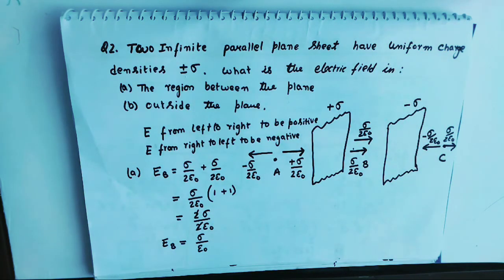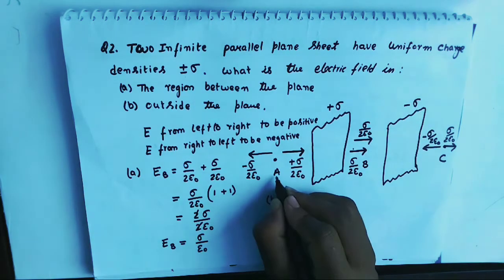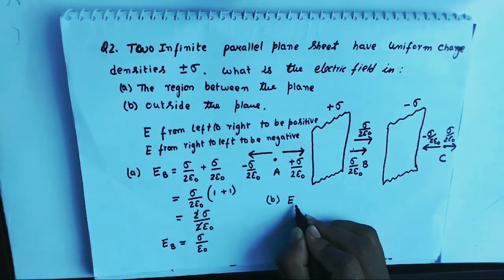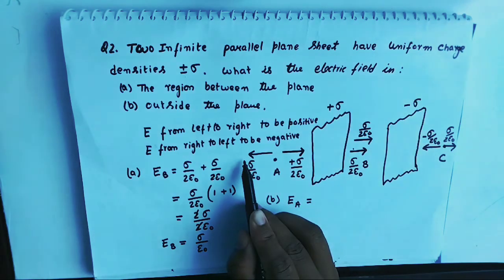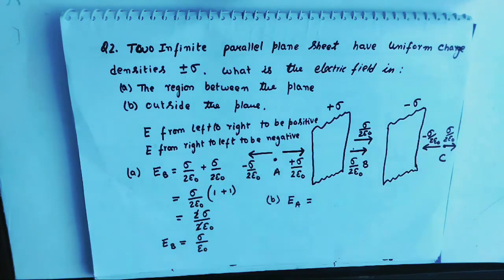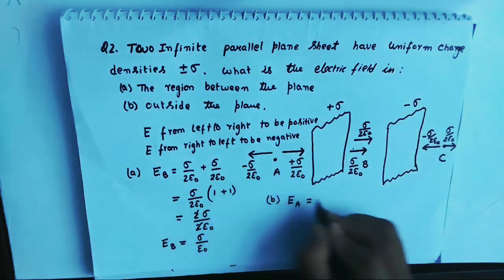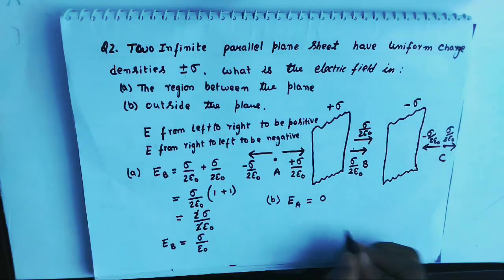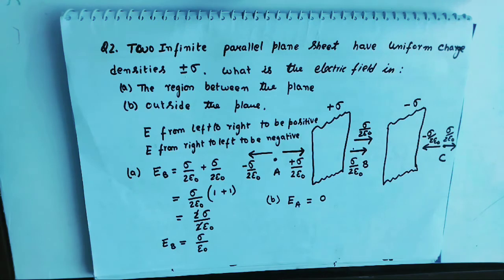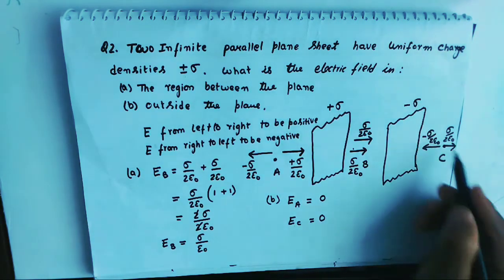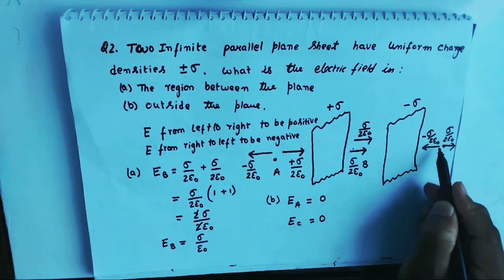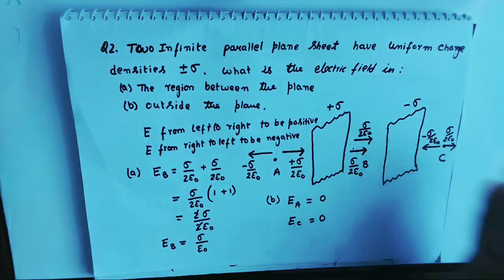And the second question is, we have to find the electric field in the region outside the planes, either EA or EC. So let us see what EA is. One is in this direction, the other is in this direction. They are equal in magnitude but opposite in direction. So if we add these, we will get 0. Similarly, here also, if we add these two, we will get 0. Here also EC is 0. Sigma by 2 epsilon naught and sigma by 2 epsilon naught, one is positive, one is negative.